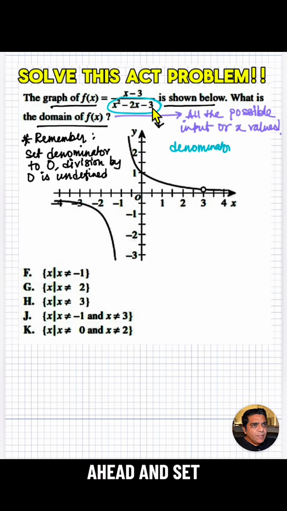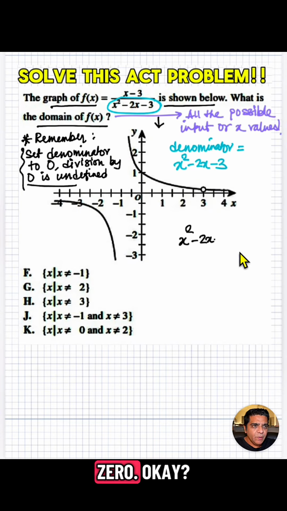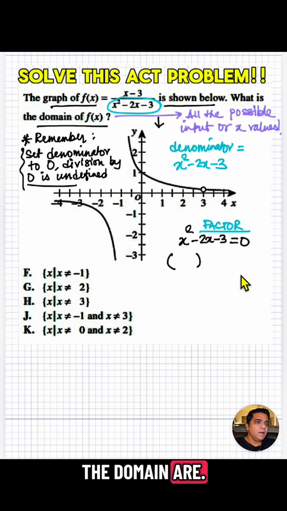So let's go ahead and set the denominator equal to 0 first. x squared minus 2x minus 3 is the denominator. We're going to set it equal to 0 and see where the x values that we need to exclude from the domain are. So let's go ahead and factor this.